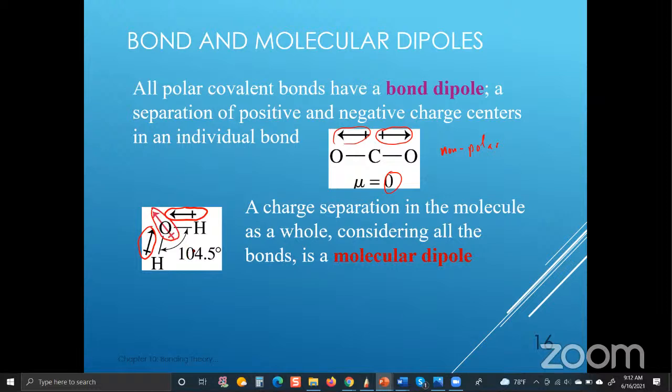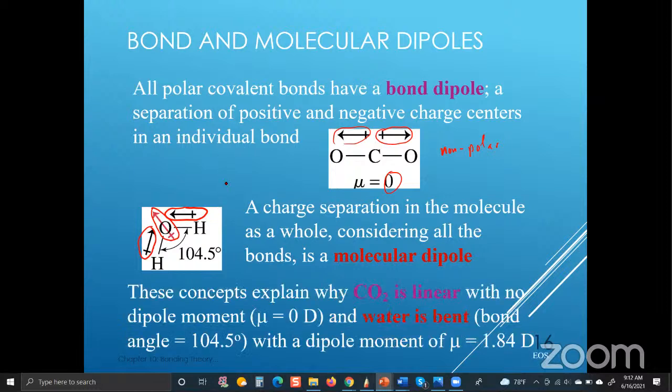So as a result, water has a non-zero dipole moment. In fact, it has been measured as being equal to 1.84 debye. So in the case of water, because the dipoles do not cancel out each other, it has a net dipole moment, and therefore the molecule is polar.